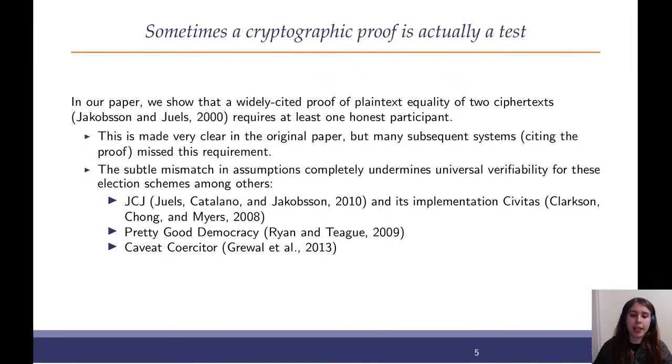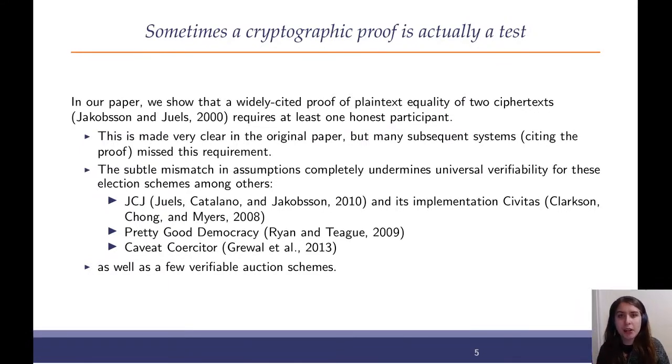A short list of papers that fail this requirement are the famous JCJ paper, and also its implementation, Civitas, as well as Pretty Good Democracy, Caveat Coercitor, and a few others that we looked at. There are also a few verifiable auction schemes that make exactly this mistake. It's not just limited to elections, it also pops up in auctions, and I would be willing to bet that it pops up in other domains as well.